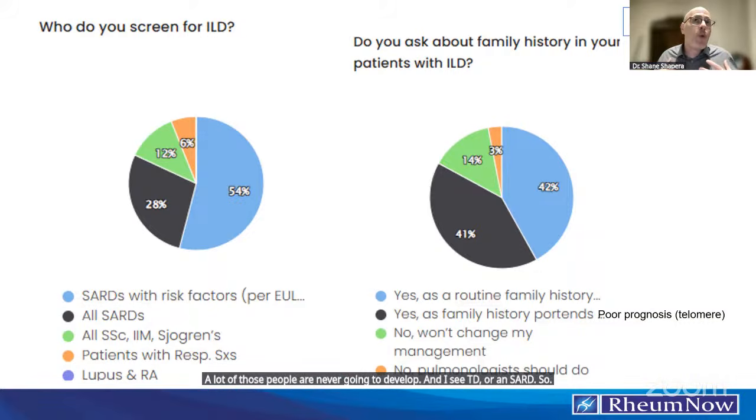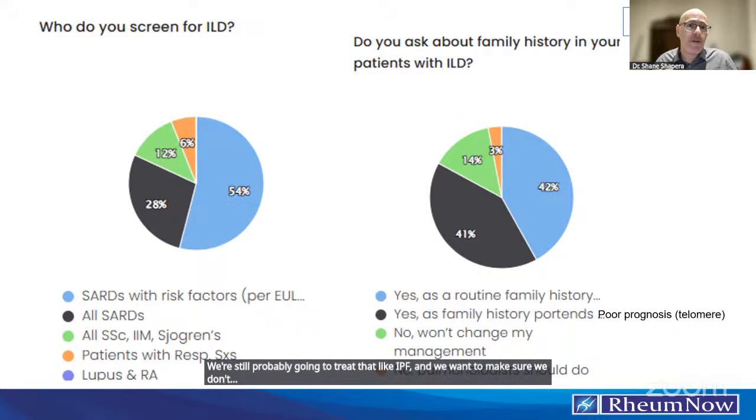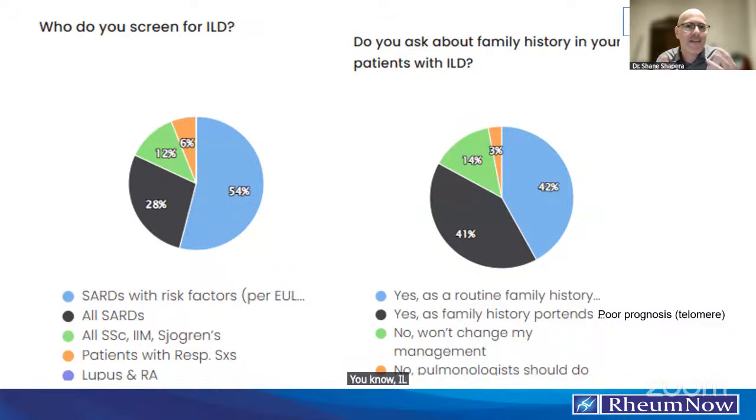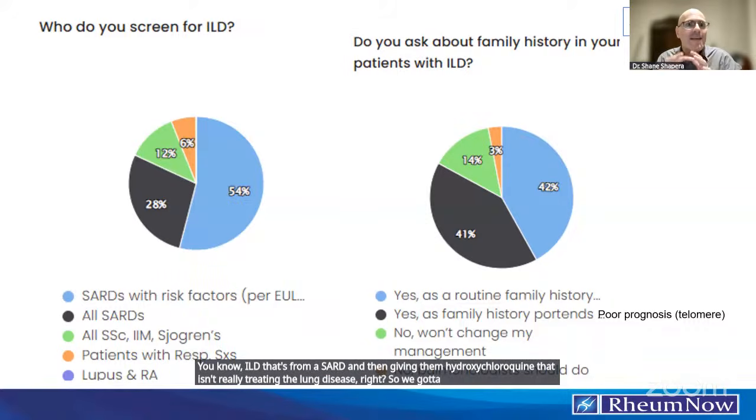So for us, one of the big things that really matters is what's the radiographic pattern, right? If you have an IPAF patient who has an NSIP pattern, an LIP pattern, or an OP pattern, the vast majority of those people we probably will treat like they have some sort of autoimmune flavor. But if you've got just a UIP pattern and a positive ANA, even if you get some arthralgias in the mornings, we're still probably going to treat that like IPF. And we want to make sure we don't remove the opportunity for those people to get on antifibrotic therapy early by calling it ILD that's from a SARD and then giving them hydroxychloroquine that isn't really treating the lung disease, right? So we've got to think about them as different buckets.